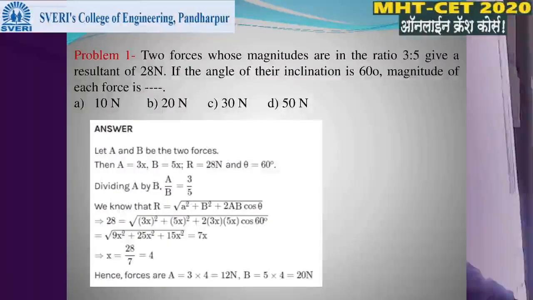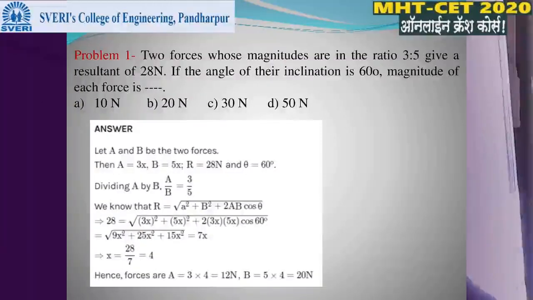म्हणजे पहिल्या फोर्सची मॅग्निट्यूड किती असेल? 12 न्यूटन एवढी असेल आणि दुसऱ्या फोर्सची मॅग्निट्यूड किती असेल? B is equal to 5 into 4 is equal to 20 Newton. So your answer is 20 Newton.